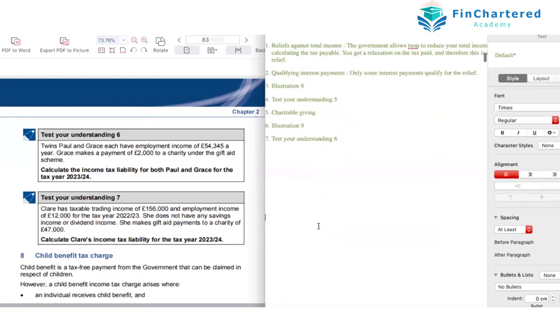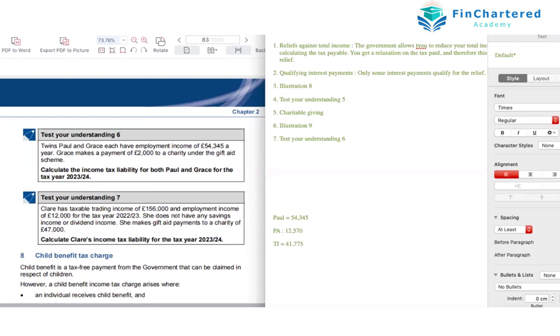Paul has 54,345. Personal allowance is 12,570. So taxable income is how much? No need to write it down, guys. Just calculate the numbers and tell me first. I want you to do it with me. You can write down later. 41,775. This is the taxable income.